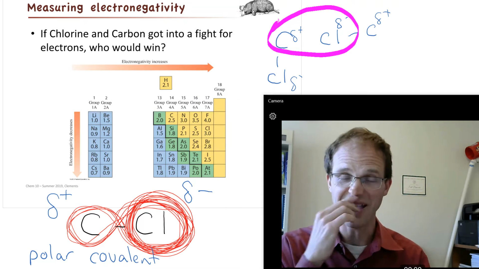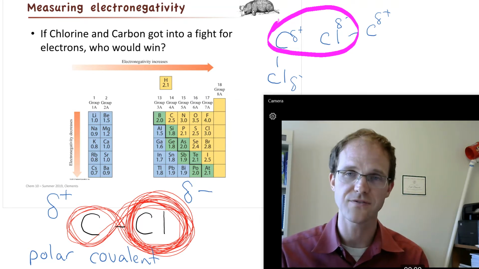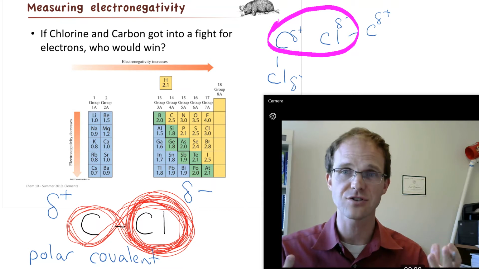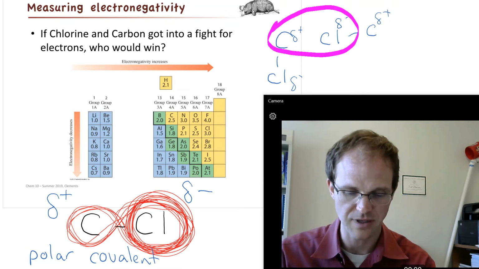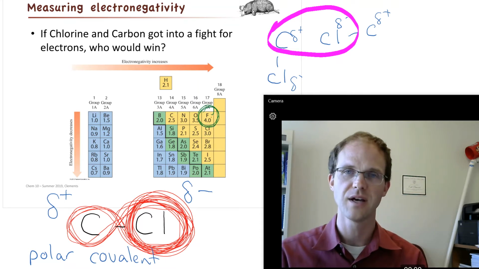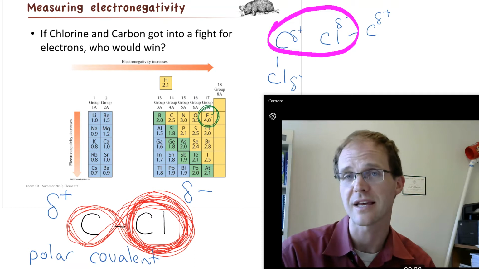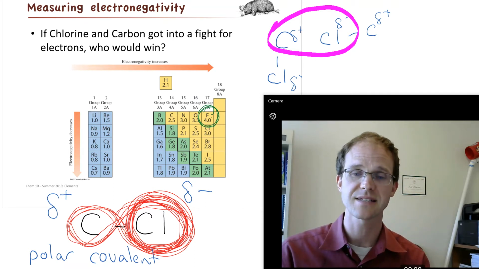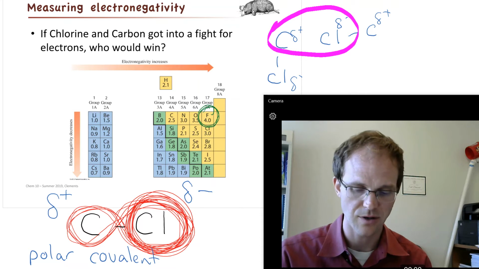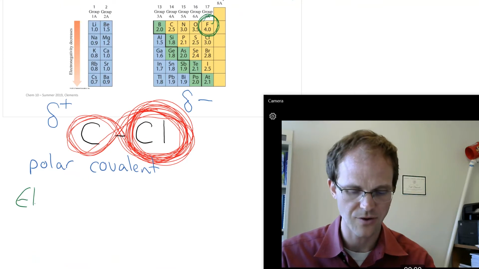So how do we know who wins? Well, it turns out there's a few different ways. The most standard common way is to look at a table. And you look at a table like there's one in your textbook, and it has all these numbers on it right here. Like if we look at fluorine, it says 4.0. And what these are called Pauling electronegativity values. The bigger the number, the more an atom likes to have electrons. So we just introduced a new term, electronegativity.